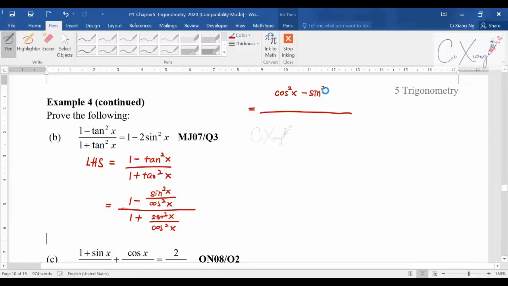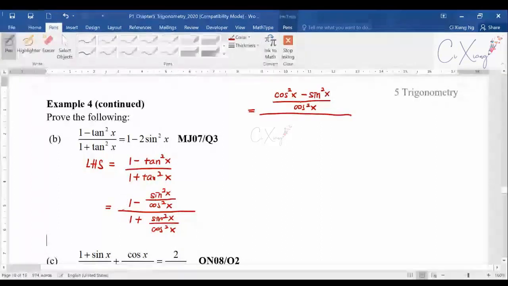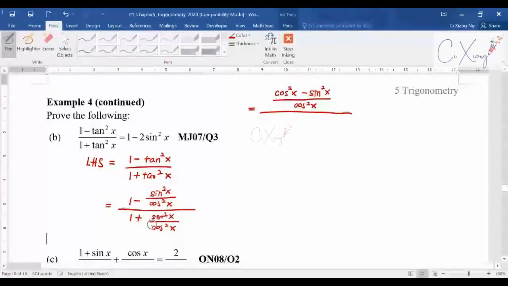So that means on top I'm having cos square minus sine square divided by cos square. That means I change the 1 here to cos square over cos square, then minus sine square over cos square. So this is how you get it. And for this part also the same, I change it to the same denominator, and I'm having cos square x plus sine square x divided by cos square x.